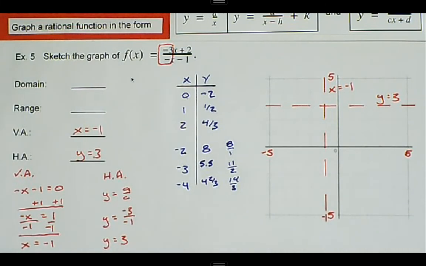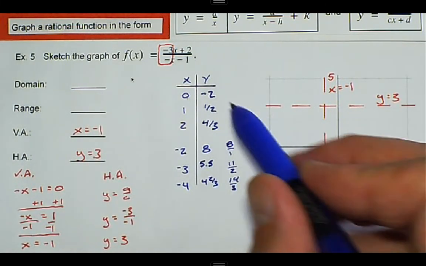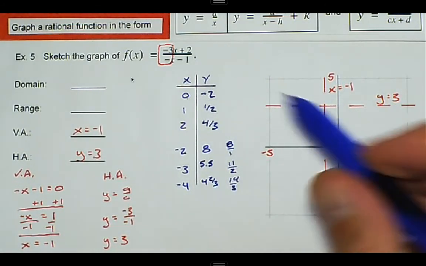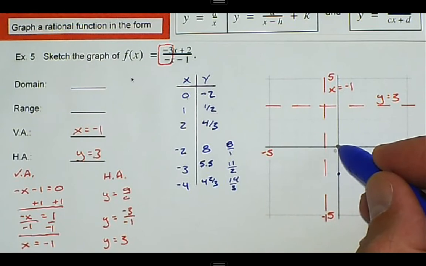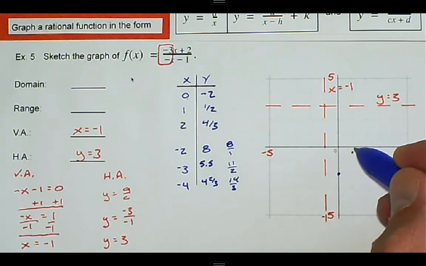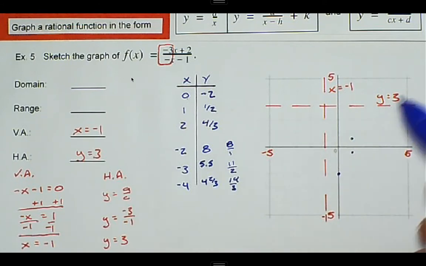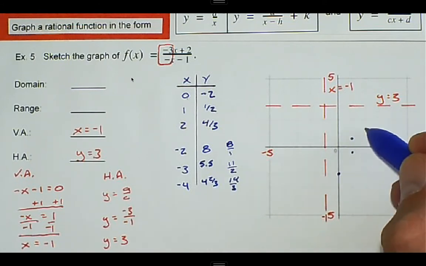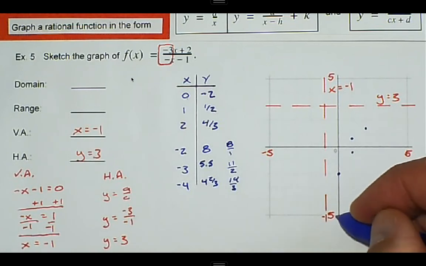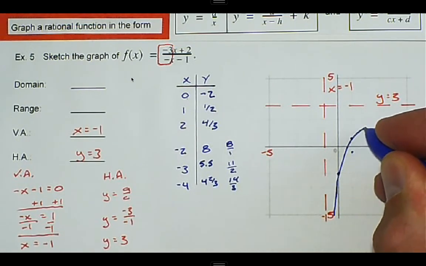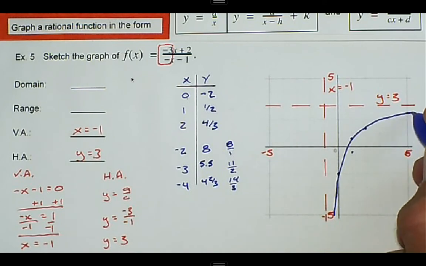So we can go ahead and graph those points. We get 0, negative 2. Then we get 1, negative 1/2, so 1, negative 1/2. And 2, 4/3. And so we have a graph that comes through and it looks a little bit like that.